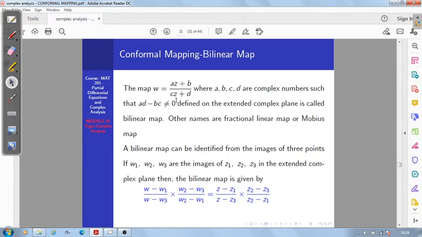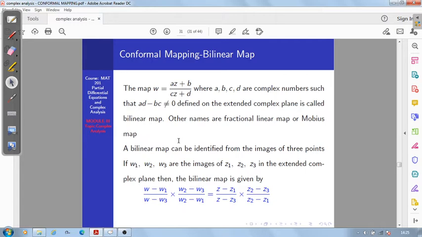So at all points except Z equal to minus d by c, this map will be conformal provided AD minus BC not equal to 0. So we restrict AD minus BC non-zero so that this map is a conformal map. And we have seen one property of this map, that is this map preserves cross ratio of 4 points. So if we have 4 points Z1, Z2, Z3, Z4 and their images W1, W2, W3, W4, cross ratio of Z1, Z2, Z3, Z4 will be equal to cross ratio of W1, W2, W3, W4.